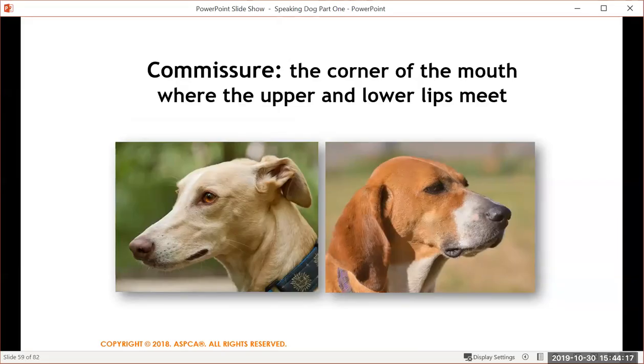We often talk about the commissure of the mouth, and the commissure refers to the corner of the mouth where the upper and lower lips meet. And I put a picture of a hound on the right. They tend to have droopy flews or lips, and so they can sometimes be harder to read when it comes to interpreting what the mouth is telling you.